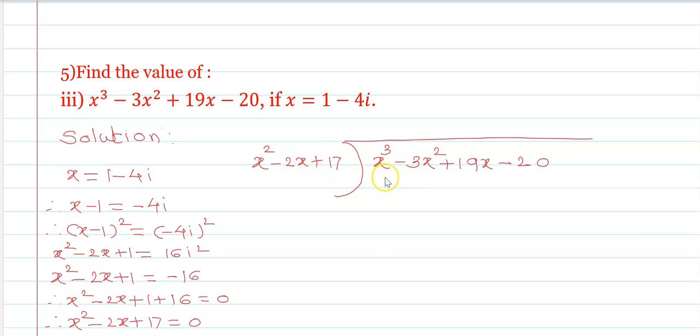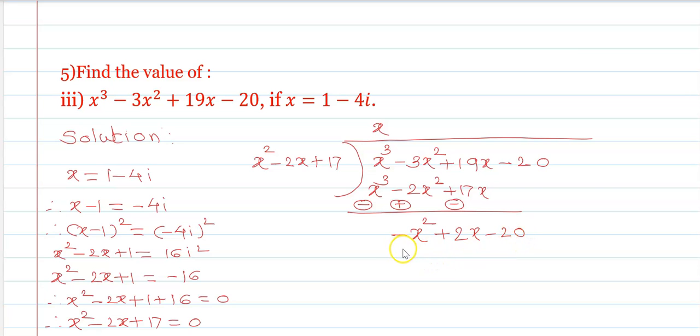Now see this here. First term is x cube. To get the x cube, we have to multiply this x square by x, and hence I am writing here x. x into x square, you will get x cube minus 2x square plus 17x. Now change the sign: minus, plus, and minus. x cube minus x cube get cancelled. You will get here minus x square. 19x minus 17x, you will get plus 2x minus 20.